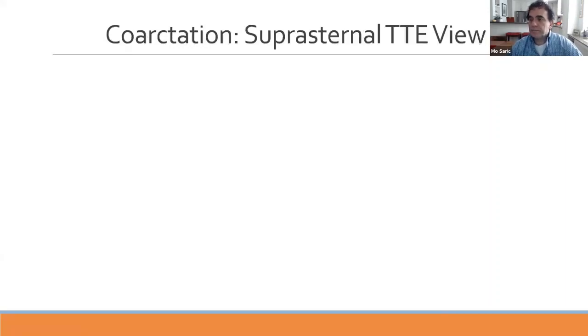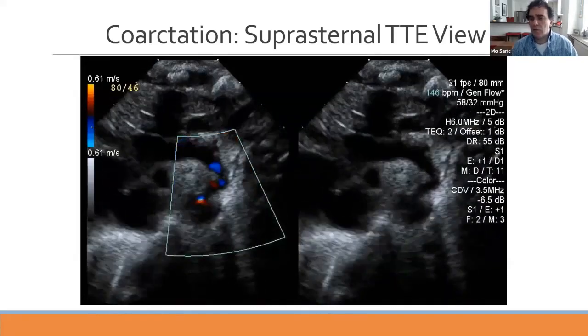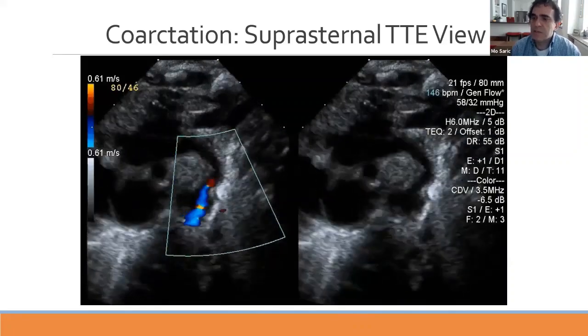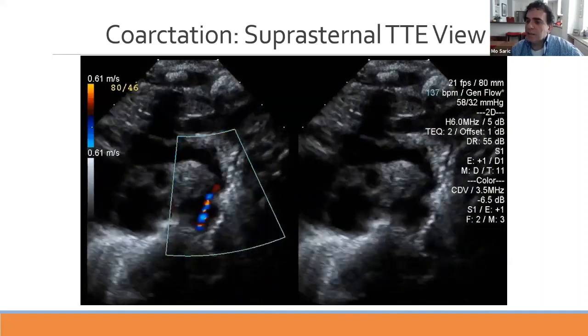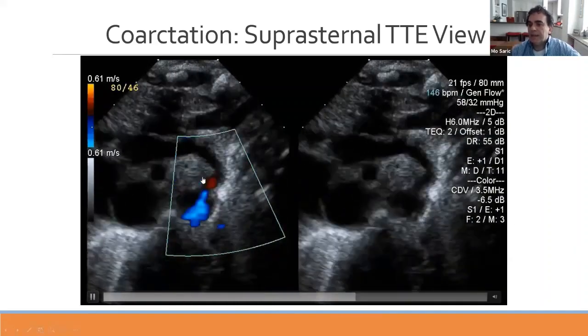And let's look at how echocardiographically we evaluate for coarctation. The principal view is clearly the suprasternal transthoracic view in a side-by-side color and non-colored image, and there is a clear coarctation at this level.